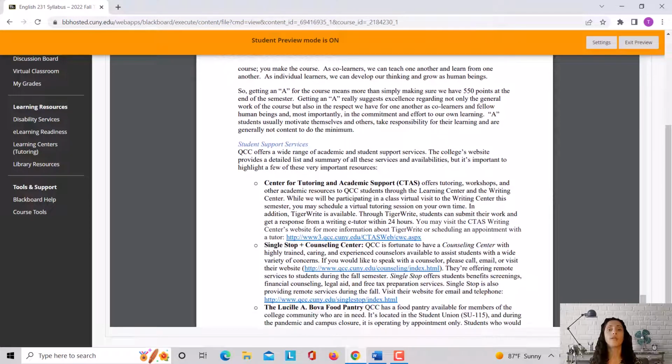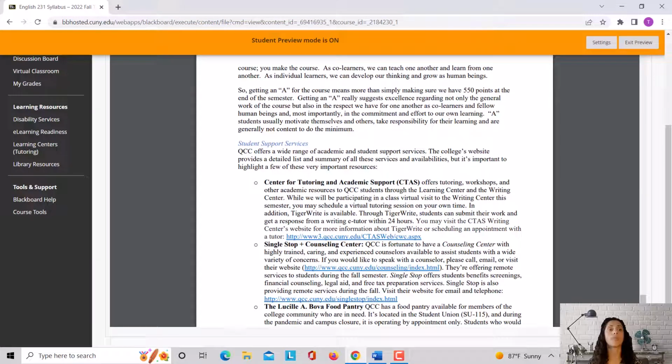So getting an A for the course means more than simply making sure we have 550 points at the end of the semester. Getting an A really suggests excellence regarding not only the general work of the course, but also the respect we have for one another as co-learners and fellow human beings, and most importantly, the commitment and effort to our own learning. A students usually motivate themselves and others, take responsibility for their learning, and are generally not content to do the minimum. Then we have a section on student support services that you can take a look at on your own.